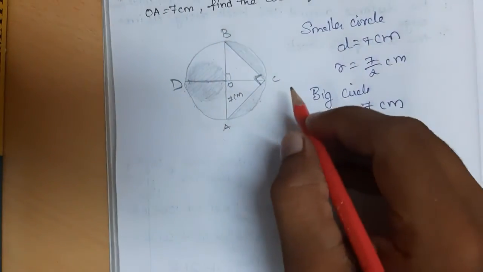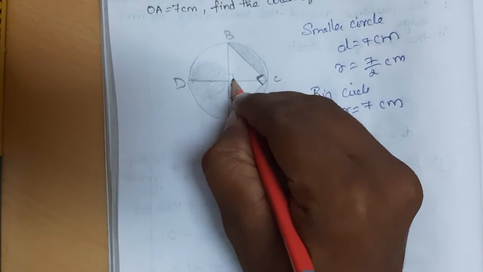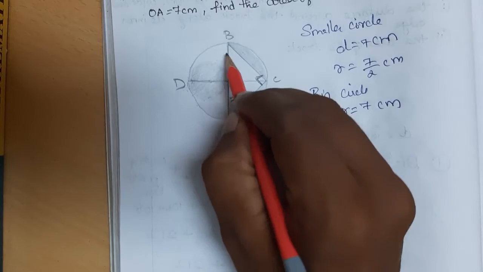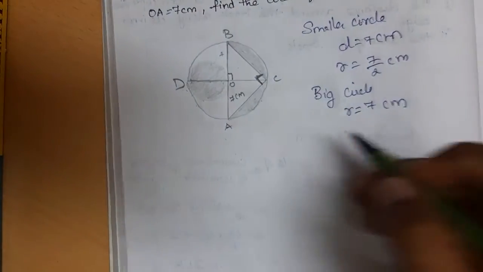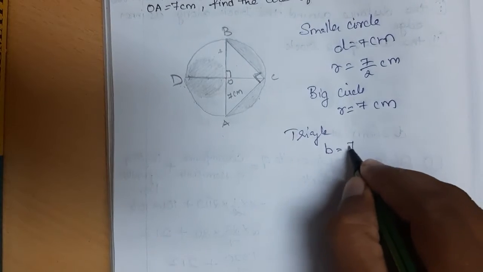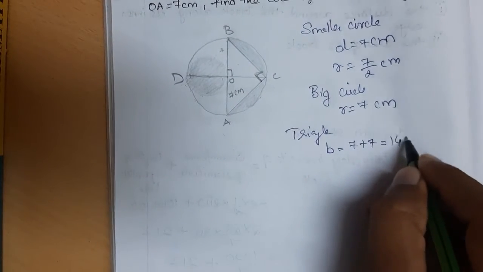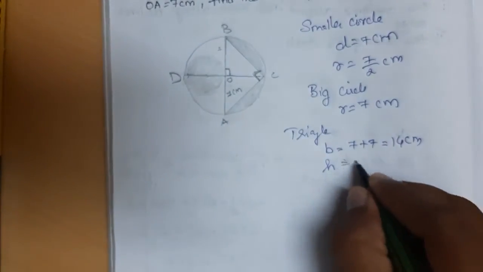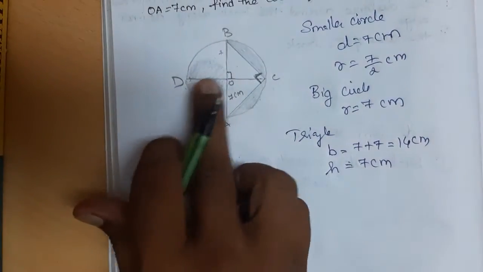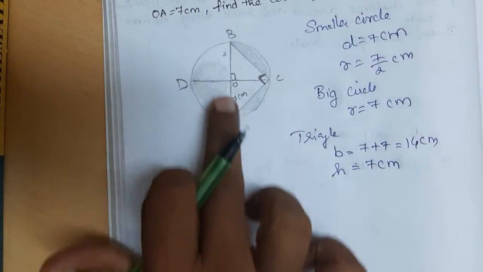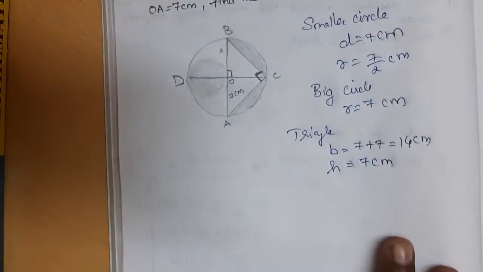And also we know that one more is the perpendicular, so we can consider this as the base. So 7 plus 7, so the triangle base is equal to 7 plus 7, 14 centimeter, and height, this is the same radius, 7 centimeter. So we can find the area of this circle plus the area of the semicircle minus this triangle, right?